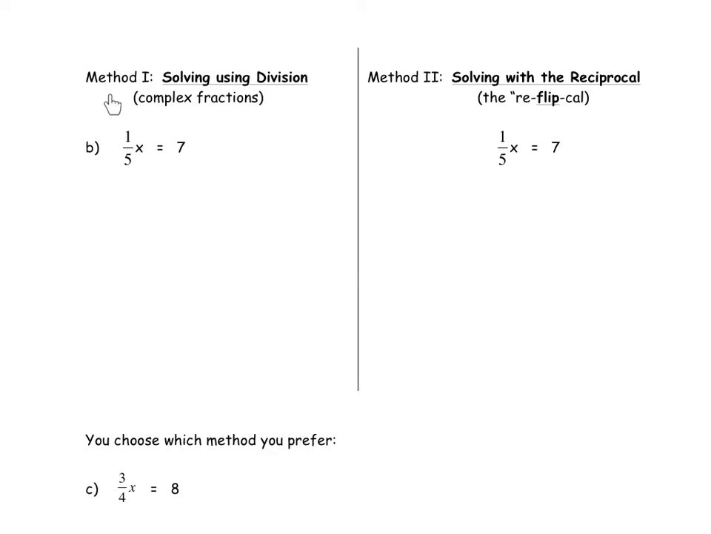So we're going to start again with method 1, which was solving using division. If this was 5x, then I would divide by 5 to get rid of the 5. So this time it's 1/5 times x, so I'm going to divide by 1/5. So we're going to start our solving process. We build the wall. I'm going to divide by what's next to x, because 1/5 is multiplying x. That's why I'm dividing by 1/5. And whatever I do on the left side, I have to show exactly the same thing on the right side.